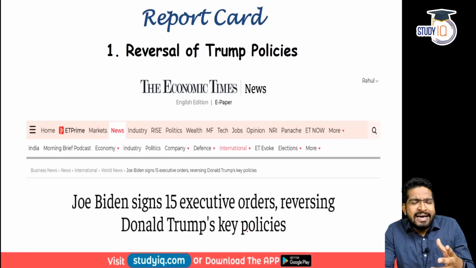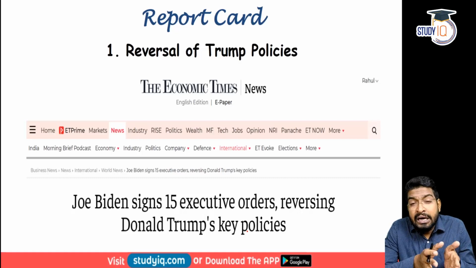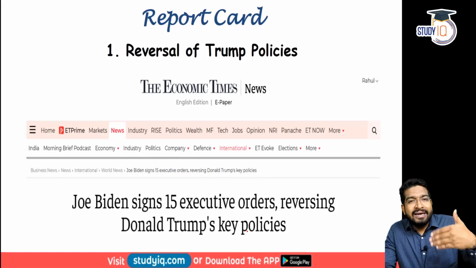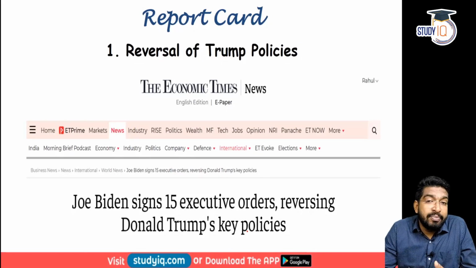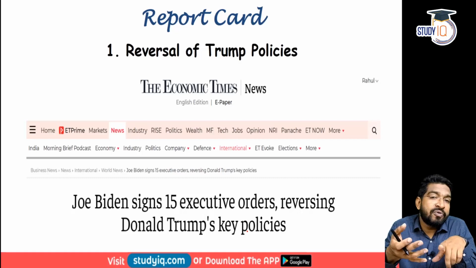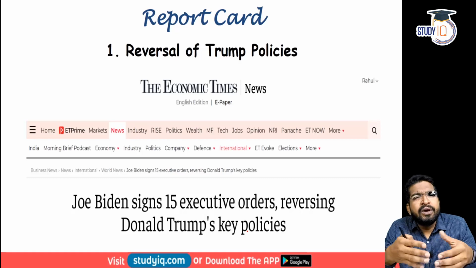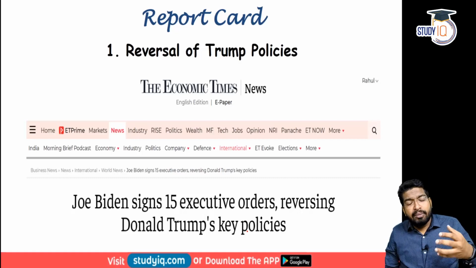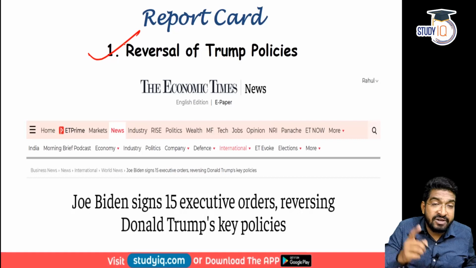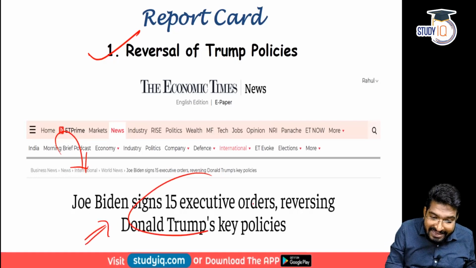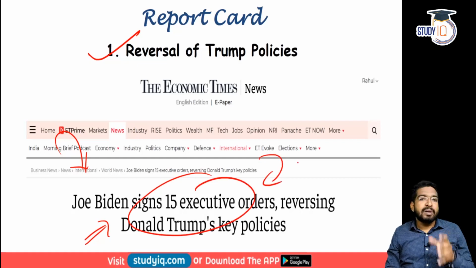Now, this was one of the promises that Joe Biden made, where many experts were believing that Donald Trump's 4 years were a rather aberration in terms of foreign policy, in terms of the domestic policies. Very erratic decisions were taken by Donald Trump. Withdrawal from WHO, withdrawal from the climate change, Paris Climate Agreement, a trade war with China, withdrawal from Afghanistan. So many of Trump's policies have been reversed. In fact, on day one itself, Joe Biden signed 15 executive orders where he reversed many of Trump's key policies.